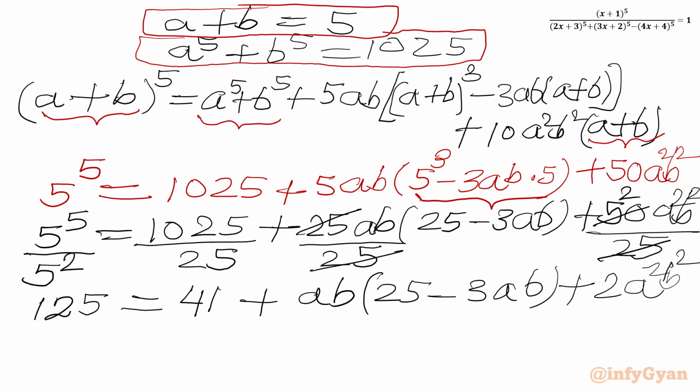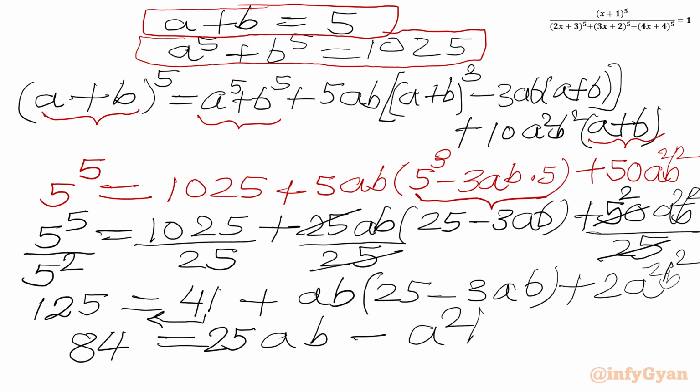Now we will take 41 to the LHS. So 125 minus 41, value will be 84 equal to 25AB. Let me write here 25AB minus 3A square B square plus 2A square B square, which we can write minus A square B square.